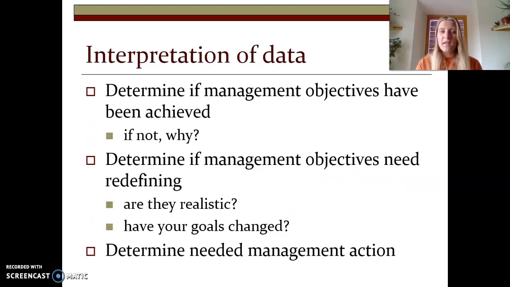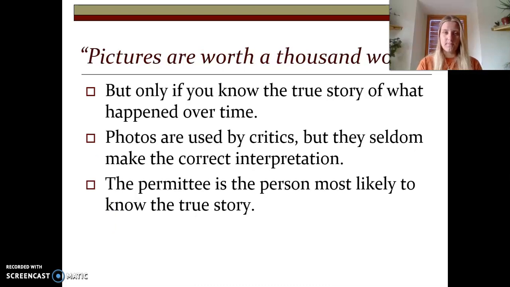So from all of this, we can interpret our data. That just means it determines if the management objectives are being achieved. If not, why? Why aren't they being achieved? Determining if the management objectives need redefining. Are they realistic? Did you set it too far out for what we currently have? Have goals changed? And then finally, redetermining your needed management action.